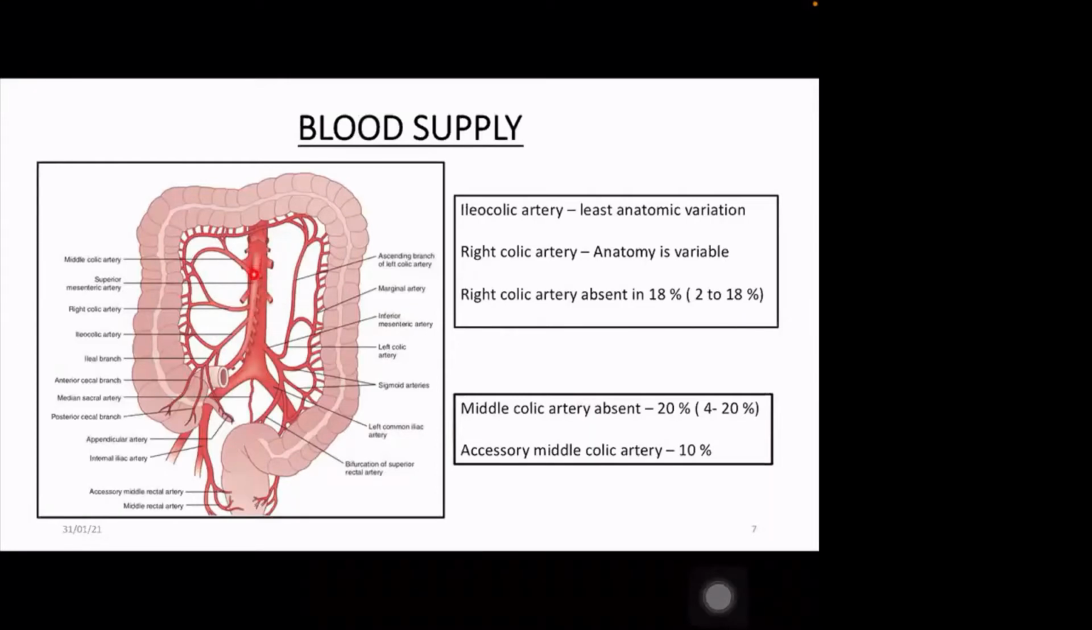The first branch which comes off from the SMA is the middle colic artery, and the middle colic, as it comes, divides into a right as well as a left branch. Then after the middle colic comes the right colic artery. This is the right colic artery, which gives an ascending branch, which anastomoses with the right branch of the middle colic, and a descending branch which anastomoses with the ascending branch of the ileocolic.